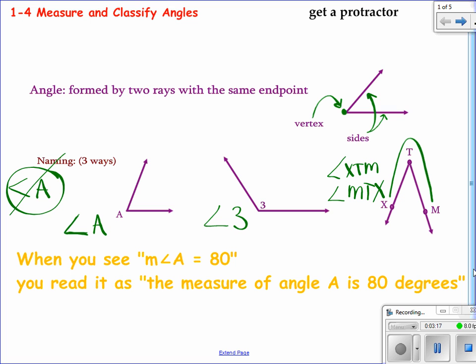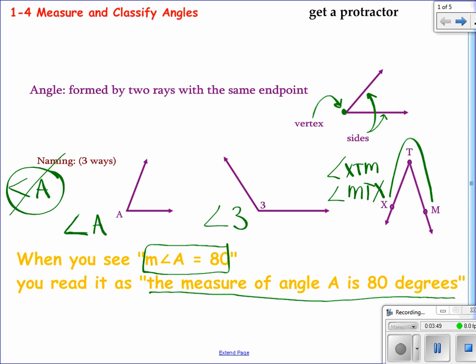All right, the book is going to use this notation because this is really long. This little m means the measure of. Obviously, this is the angle symbol. We just learned that. The measure of angle A is 80 degrees. They're assuming you know that they're referring to degrees, not inches or feet or whatever. The unit is degrees on there, and they're not going to put the degrees symbol. They're just going to shorten it up like that. So just know that that's what they mean when you see that.